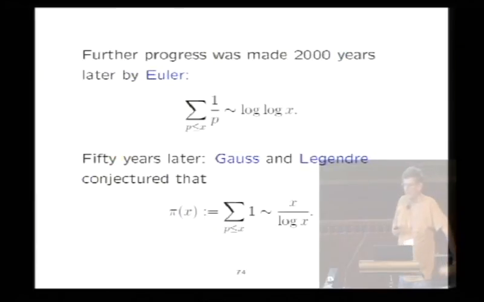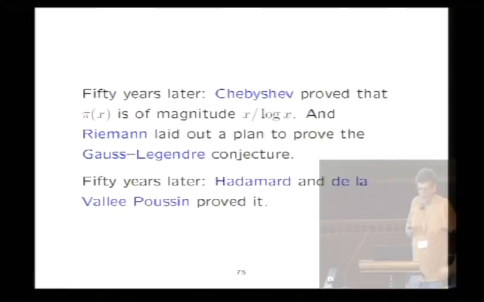2,000 years passed, and Euler made another point of progress. The sum of reciprocals of primes up to x tends to infinity like log x. Approximately 50 years later, maybe it was 60, Gauss and Legendre came up with a conjecture for the count of primes up to x, that it should be asymptotically x over log x.